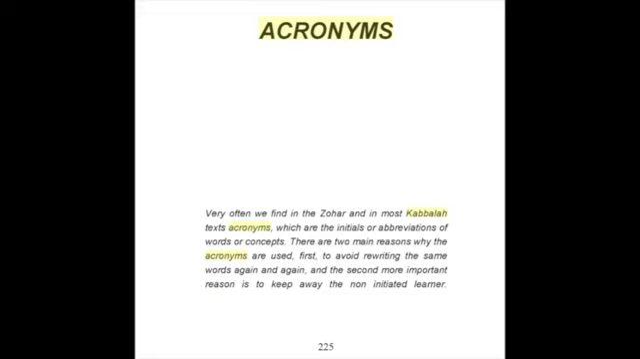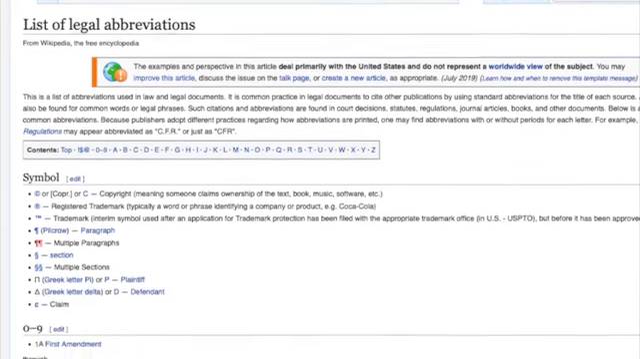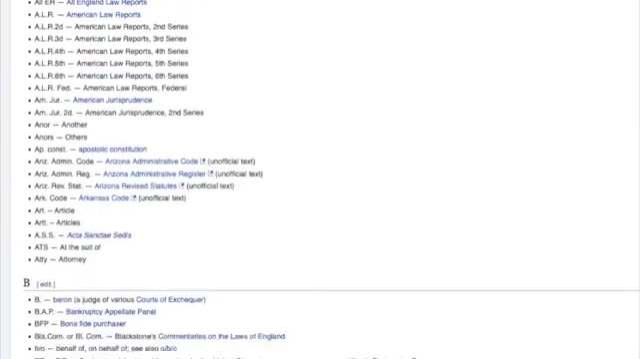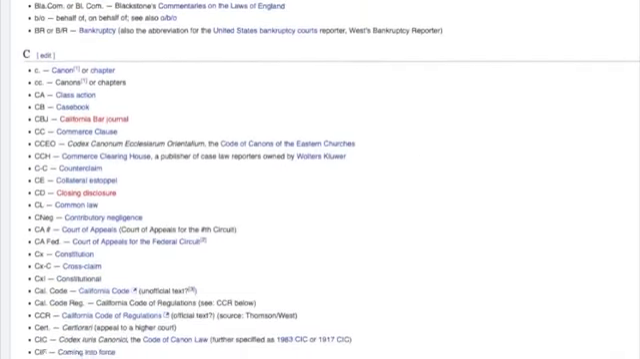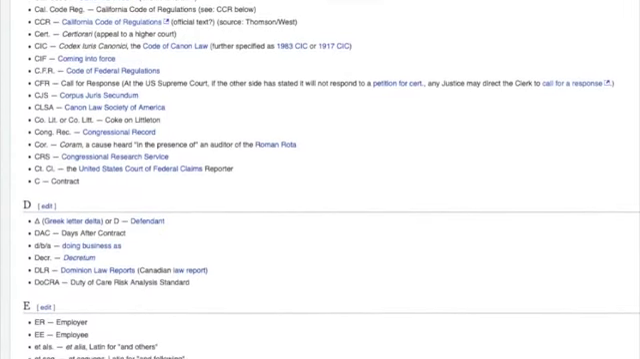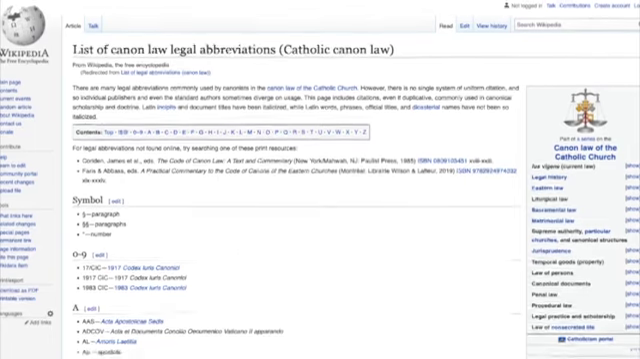While I was looking at that, and I'd done a Google search on that and found it on Wikipedia, I then thought to myself, okay, let's look at the legal world of acronyms or abbreviations. And there's two different types. There's probably more, but I found two. One was just like a legal list of all abbreviations. And then you had another one which was just related to canon law. So already you've got two different types of acronyms, yeah?